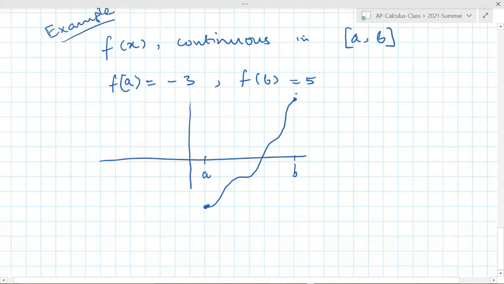What does it tell you that is not written out here? Just by looking at the graph, what new information do you have? Is it possible for this graph not to intersect the x-axis between a and b?